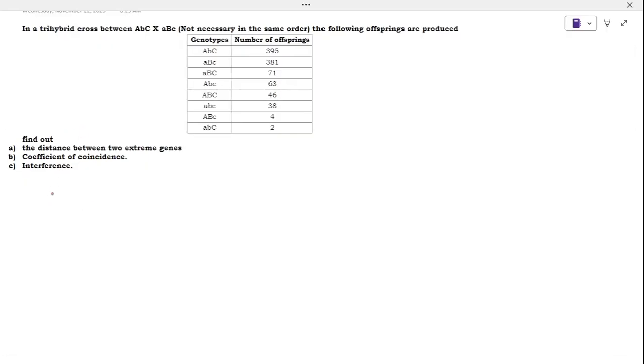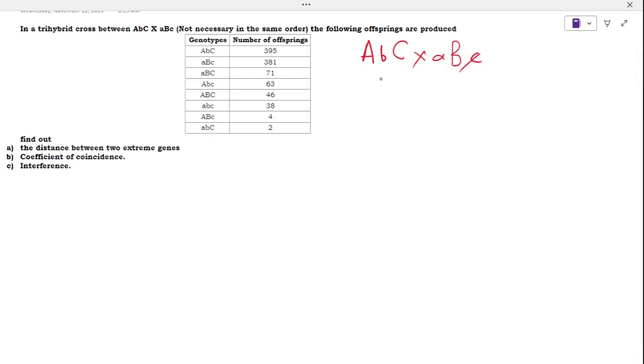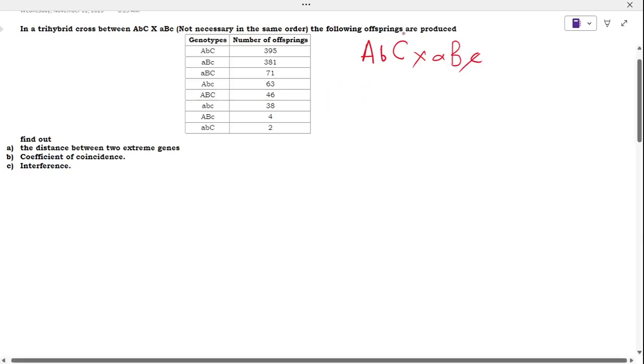Next, we move on to one more problem with respect to linkage mapping. The question is given like this: in a trihybrid cross, capital A, small b, capital C, capital A, small b, capital C, crossed with small a, capital B, small c. Not necessarily in the same order. So this combination will not necessarily be in the same order. It may be BAC, it may be CAB. We don't know. The following offsprings are produced.